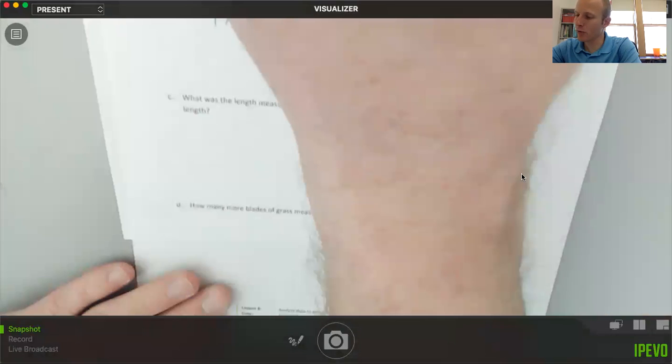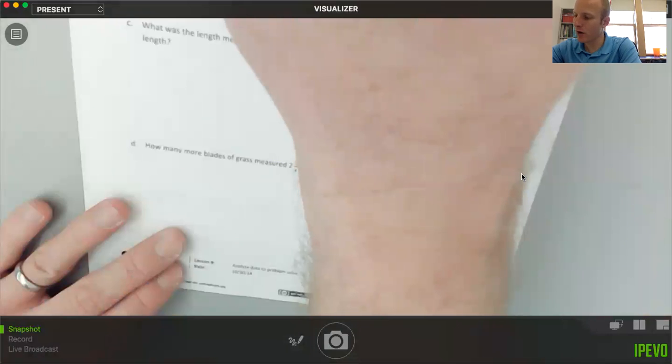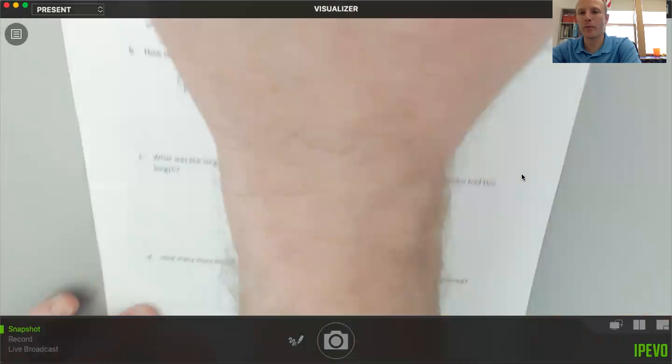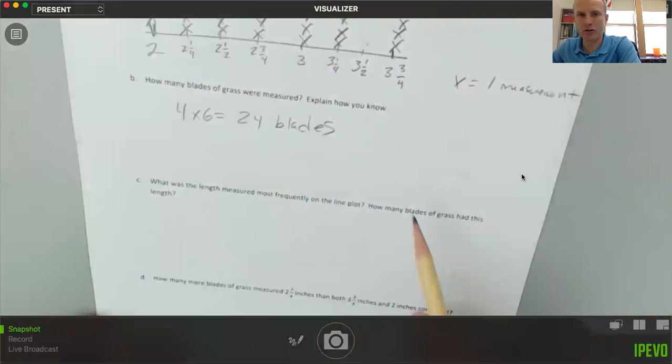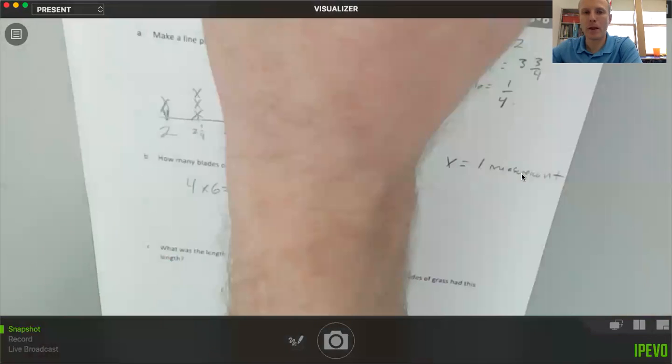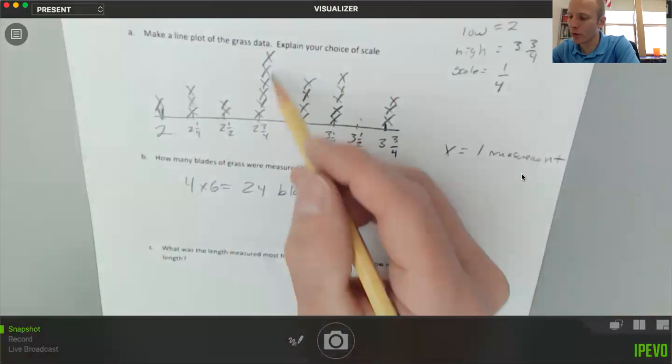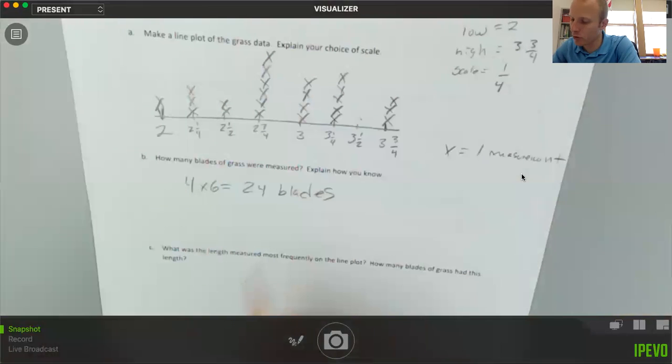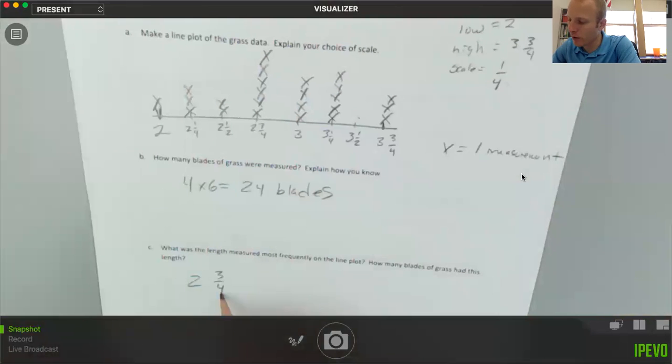What length was measured the most frequently on the line plot? How many blades of grass were that length? It's this one, it's the tallest one. 1, 2, 3, 4, 5, 6. So 2 3/4, because it had 6 blades of grass.